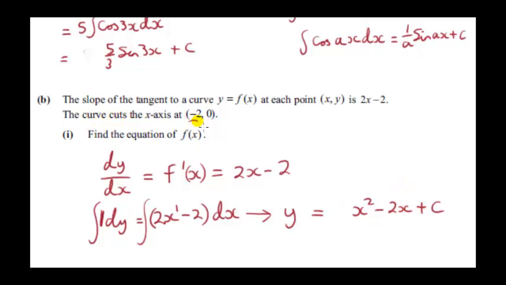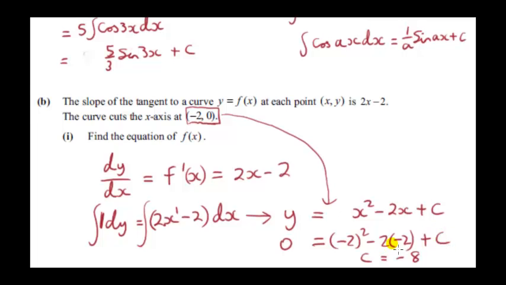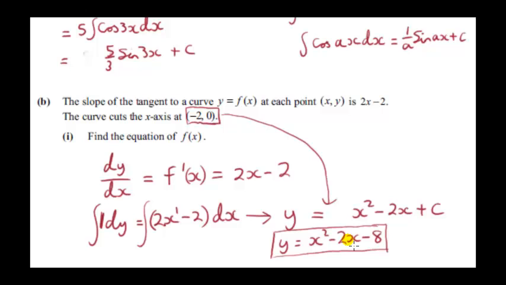The extra information here is a point on the curve. That's all we need actually, just one point on the curve. So we can see that when x is minus 2, y is 0. So we let y equal 0 and x equal minus 2. We're plugging this point minus 2, 0 into the equation, and it's got to satisfy the equation because it's a point on this curve. So that enables us to find out what c is. Solving this for c, we get that c is minus 8. So there's the equation of the curve.